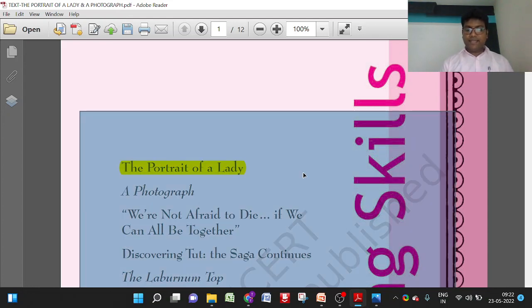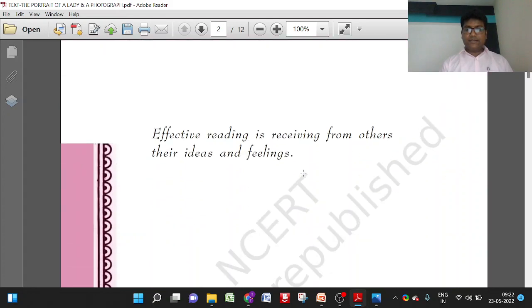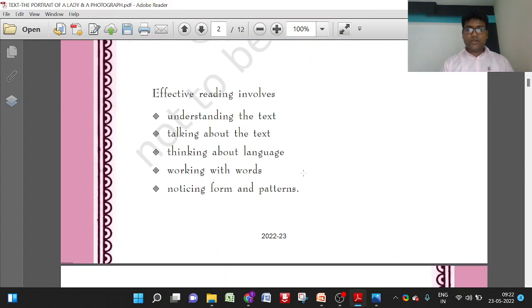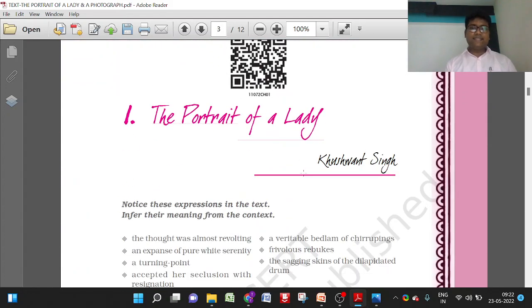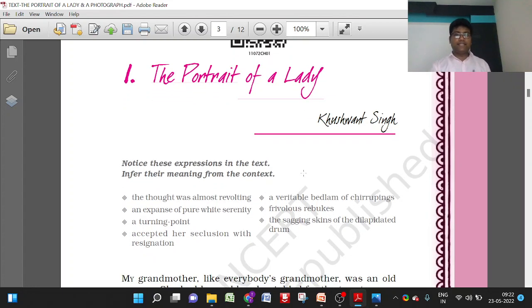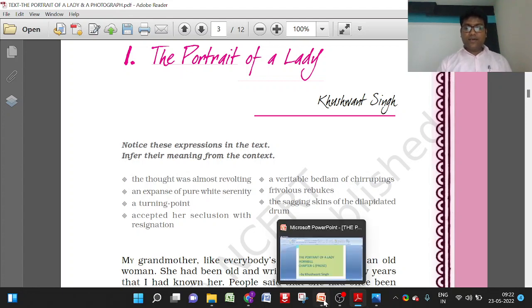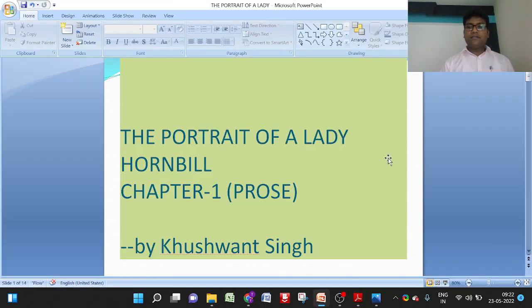You can find it easily in your Hornbill, and once you scroll down, you will see this is the first page of the text. Though this is not the day when we are going to discuss anything about the text, still, for your convenience, I have shown this image, right? Now let's go back to the PowerPoint presentation. The Portrait of a Lady.